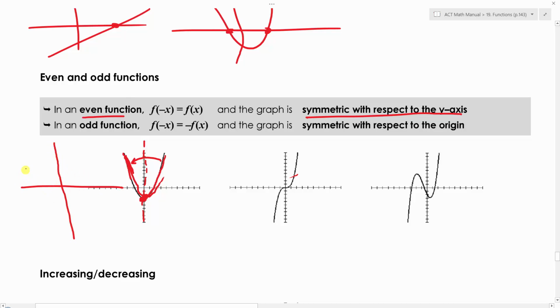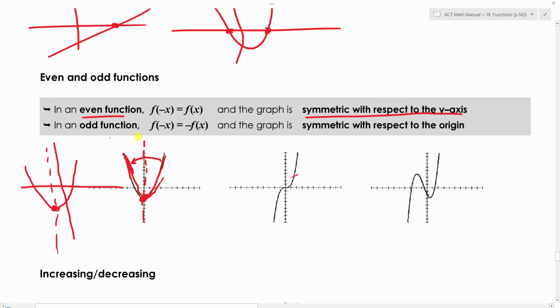For instance, this parabola over here is obviously not symmetric with respect to the y-axis. It is symmetric with respect to this line that runs through its vertex, but not with respect to the y-axis. So basically, if you have a parabola whose vertex is on the y-axis, then yes, that parabola is an even function and is symmetric with respect to the y-axis.